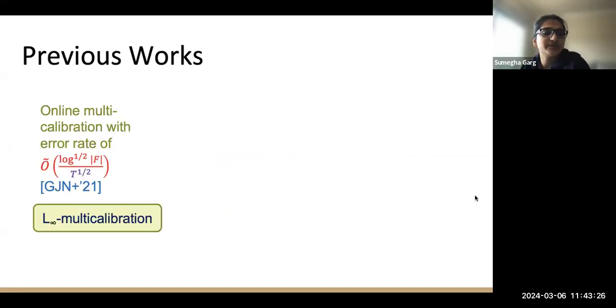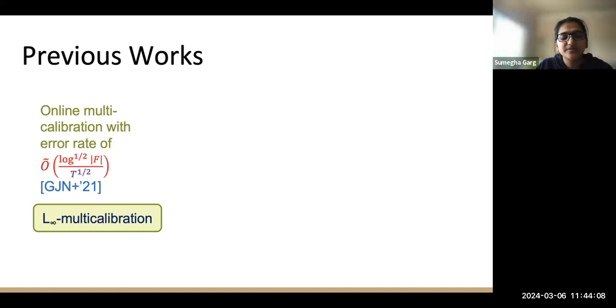So this paper in 2021 gave us an online multi-calibration algorithm with the error rate of square root log of the size of f divided by square root t. This might seem like optimal because it has the rate that we see in regret minimization, which is 1 by square root t. So it's basically got the error rate of the algorithms that achieve optimal regret rate. But it got it for L infinity multi-calibration error.